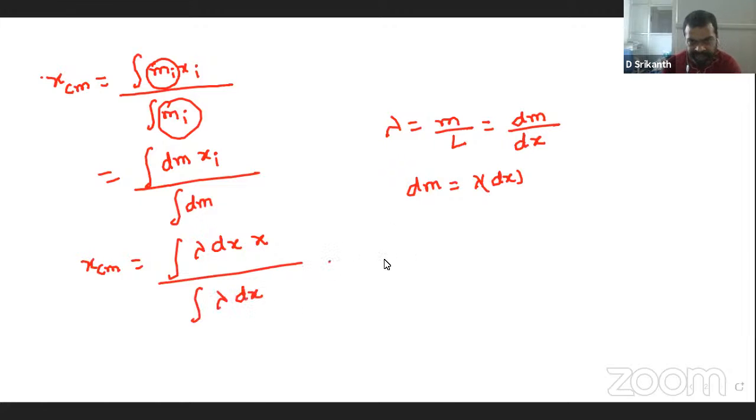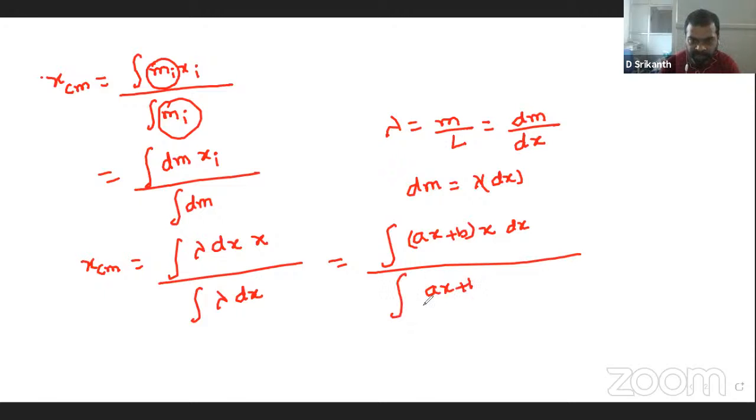So here they gave the lambda as ax plus b. You can see here ax plus b. So ax plus b multiplied by x times dx, whole divided by integral lambda, means ax plus b whole into dx, between the x values from 0 to L.